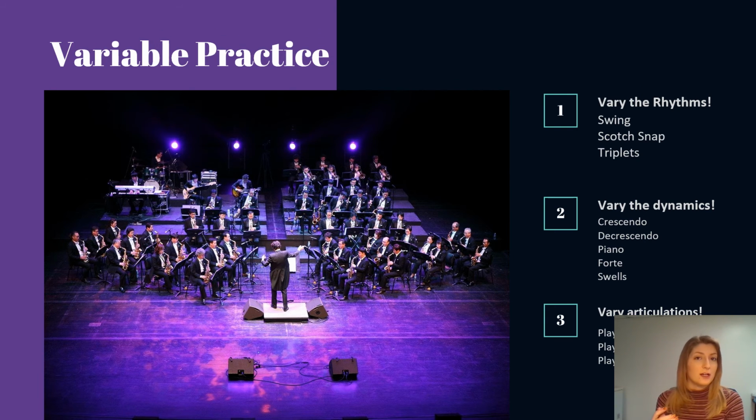And the next variable that is also equally important that people seem to forget about is varying the dynamics. So if something is written piano, play it forte, play it mezzo forte, crescendo it, decrescendo it, do a crescendo, decrescendo, all sorts of combinations. And the third variable is articulations. So play it staccato, play it slurred, play it legato. You can do all sorts of different combinations with that as well.